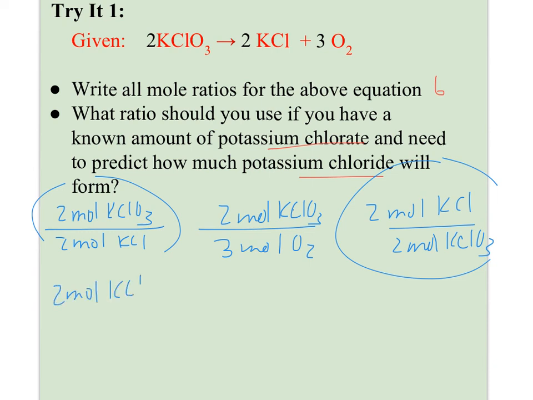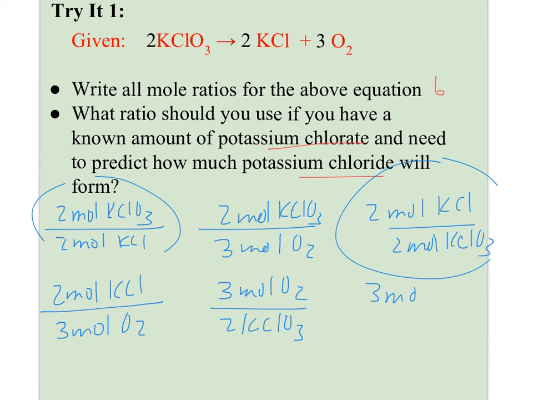Or I could predict how much KCl would be formed if I knew how much oxygen was formed. And finally, I could predict my oxygen if I knew how much KClO3 I was starting with. Or I could predict my oxygen if I knew how much KCl was being formed. Oh, but that's a 2 there, not a 3. So follow my own advice and get the numbers right.